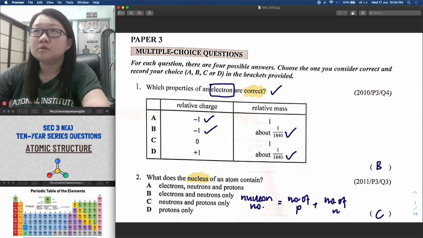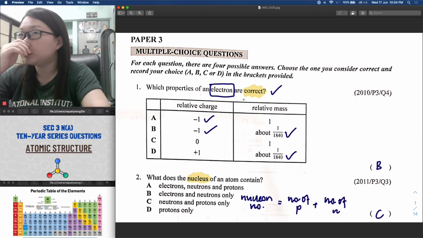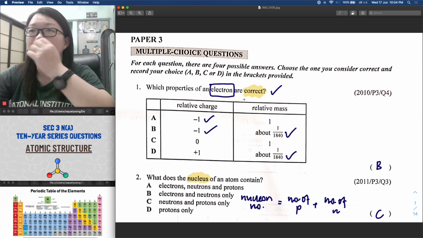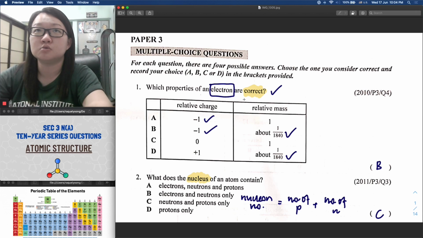Let's start with MCQ first. Question 1, which properties of an electron are correct? I'm going to say this again. I know I said this very many times, but as we do questions, always have with you your pen as well as highlighter. It's very important to also have good exam skills. So highlight, underline the keywords as well as the key pointers of what the question requires you to take note.